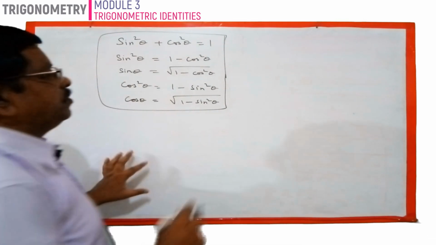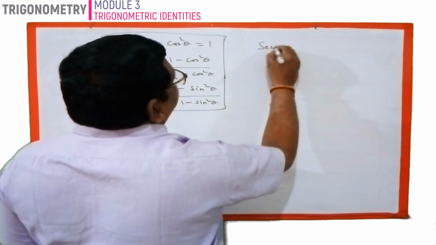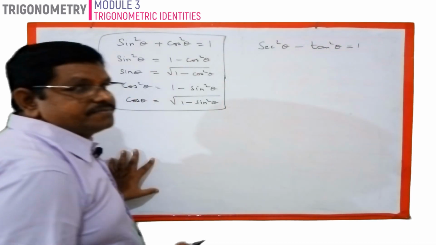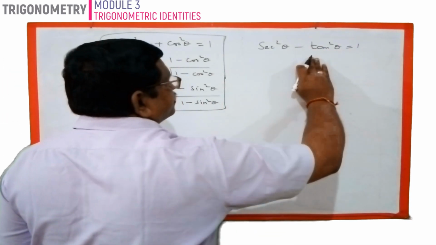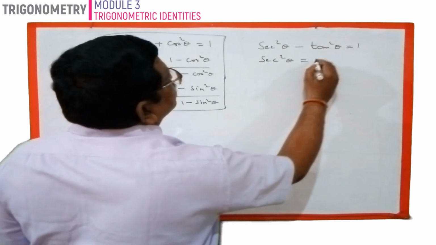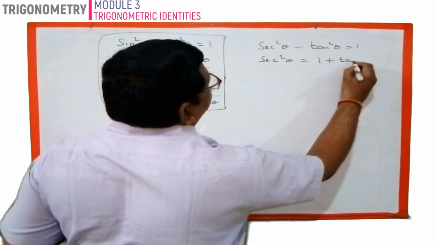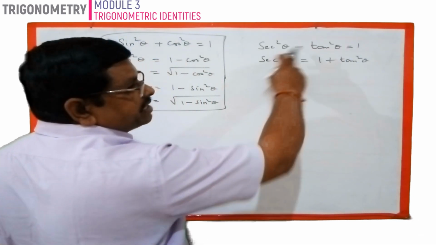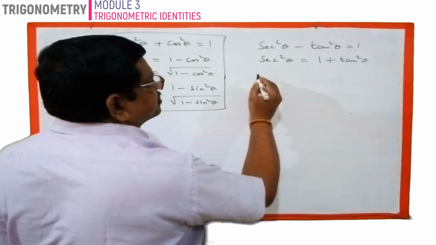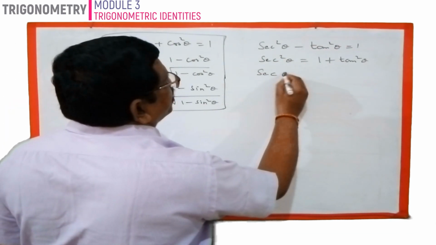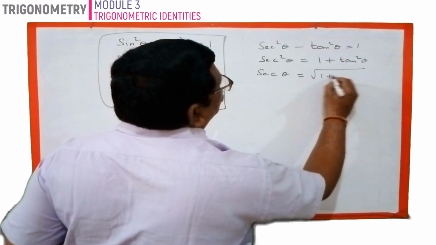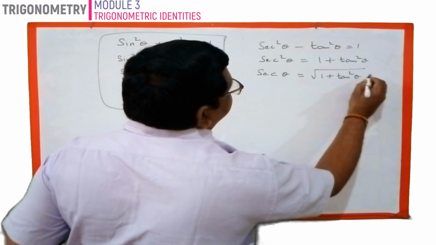Now let us take the second one, that is secant square theta minus tan square theta is equal to 1. If we take this tan square theta to the right hand side, you will get secant square theta is equal to 1 plus tan square theta, because here tan square theta is in minus. So when it is taken to the right hand side, it becomes plus. So if you take the square root on both sides, you will get secant theta is equal to square root of 1 plus tan square theta.